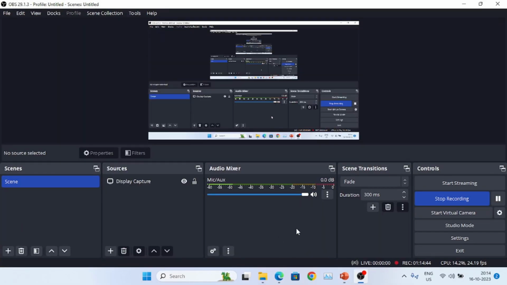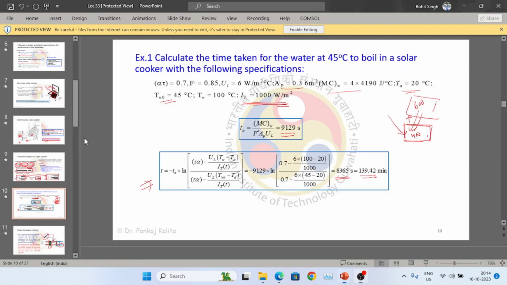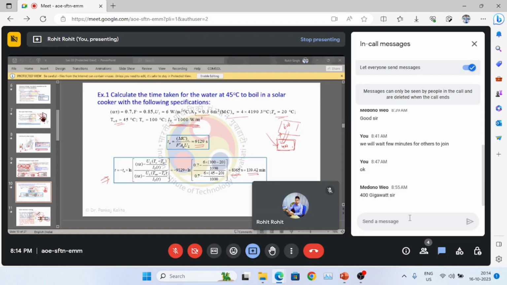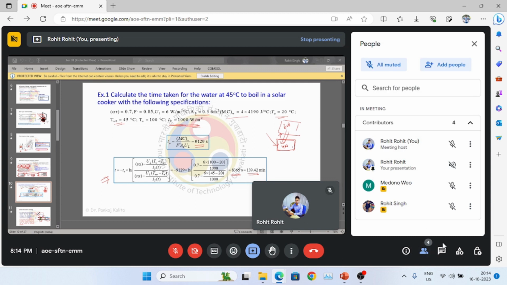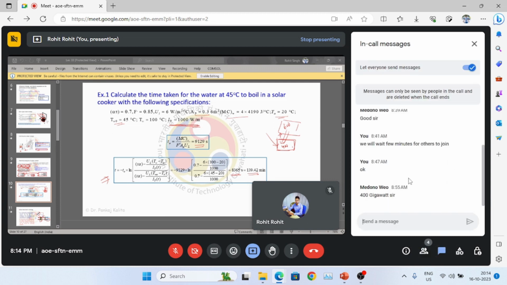Okay, so now you must have got the point, the amount of time taken for water to go from 45 degrees Celsius to 100 degrees Celsius in a solar cooker. Let me see if there are any questions. No questions. Yeah, people are there. Okay, so don't worry. Just keep practicing. These are not very difficult questions, so they can easily be solved.